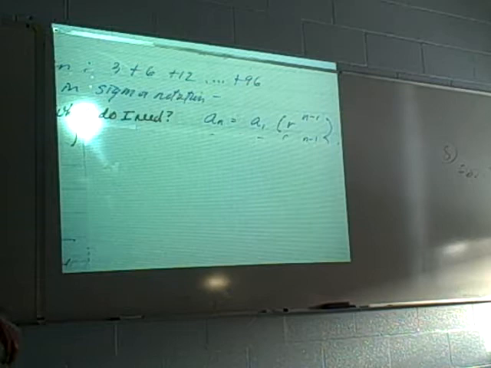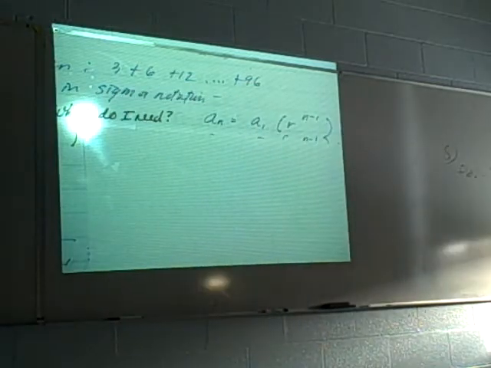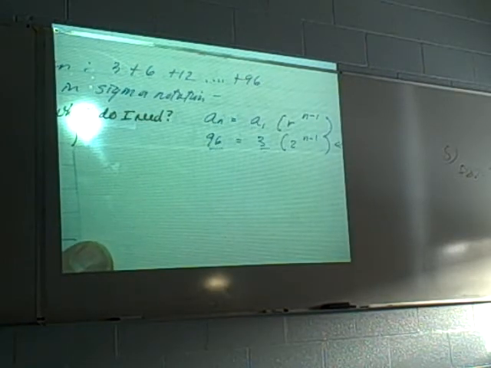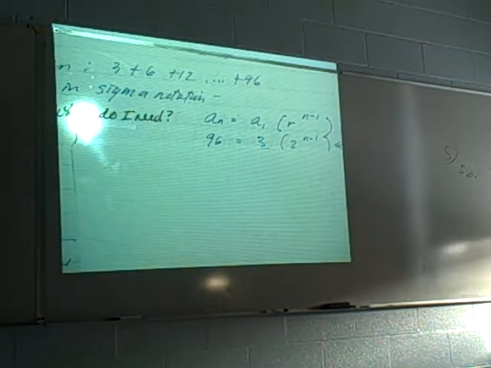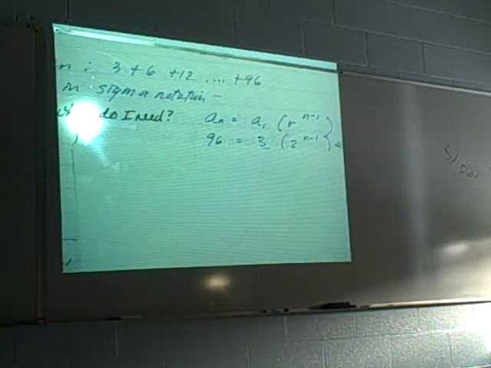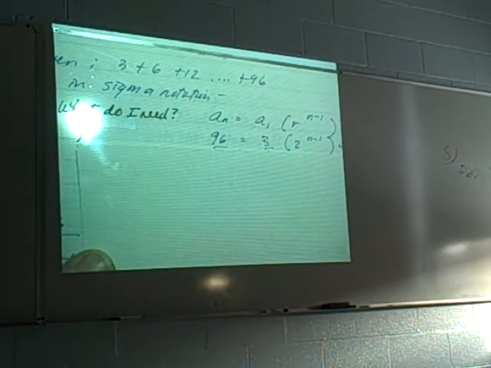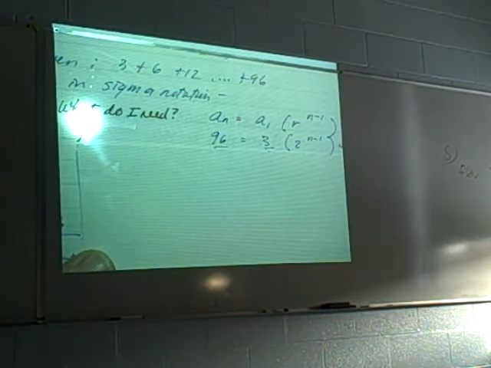Okay, so we can plug that in. Go ahead, write that down. So a sub n is going to be what? 96 is equal to the first term, which is 3. How did I figure out that ratio? Can I figure out the ratio? The ratio is 2. 6 divided by 3 is 2. Everybody see that? Okay, so I have my ratio. What's the next step? Divide by 3 so that I get that part in the parentheses alone.